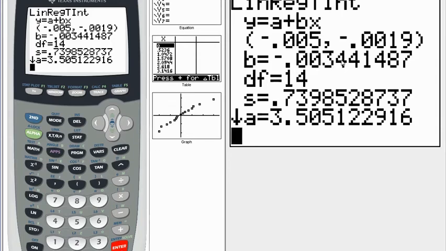They give you the prediction of slope. They give you the degrees of freedom. They give you s. And remember, that's the standard deviation of the residuals. They gave us the confidence interval for the slope. And since 0 is not in that interval, that is supporting, I bet, that we will get a conclusion that there is evidence of a linear relationship.